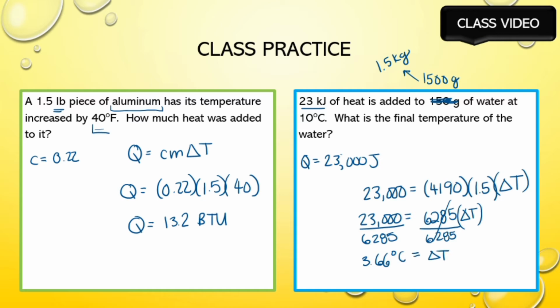Okay, so let's go back. What does the question want me to solve for? It wants a final temperature. So if I started, and just talk yourself through this, if I started at 10 degrees Celsius and I'm heating it, I'm adding 3.66 degrees Celsius. That's a change. I'm going to get to a new temperature of 13.66 degrees Celsius. So that's the actual answer.